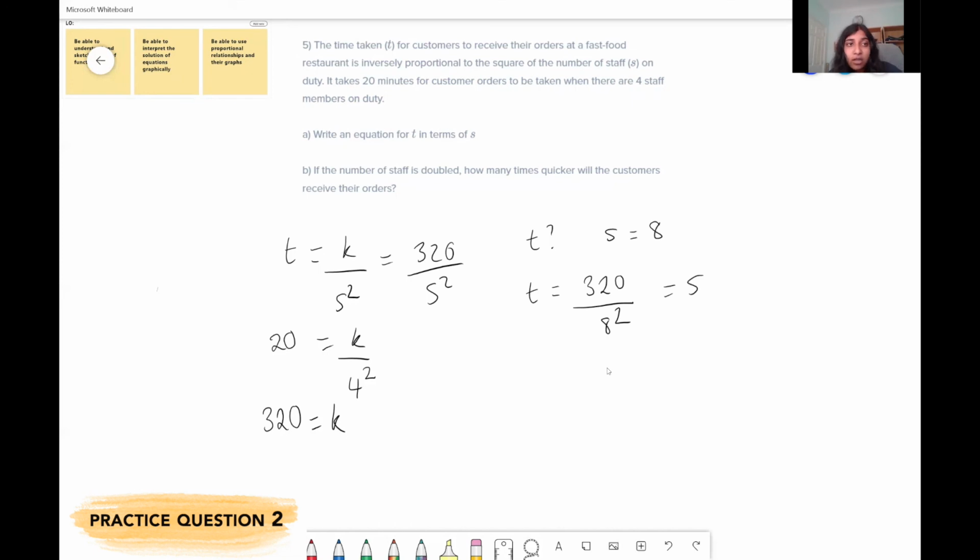So the key to answering inverse and direct proportionality questions is to make sure you read the information clearly, write down everything as you go along, fill in the numbers, and remember the formulas. Direct proportionality is y equals kx. For inverse, it is y equals k over x. So just remember that.